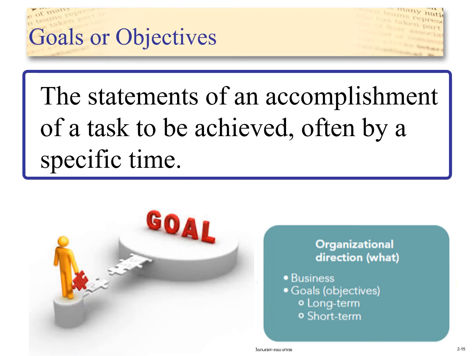Goals or objectives are statements of an accomplishment of a task to be achieved, often by a specific time. Goals are more specific, where you provide statements about, for example, profit. How much profit are you going to achieve? And it says by a specific time. So how much profit are you going to achieve by next year, or in the next 5 years? Or how much market share are you going to achieve in the next 5 years?